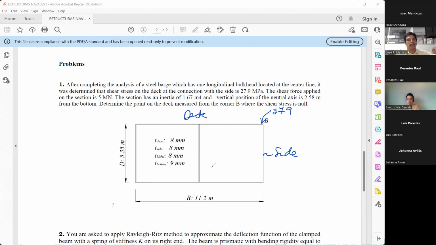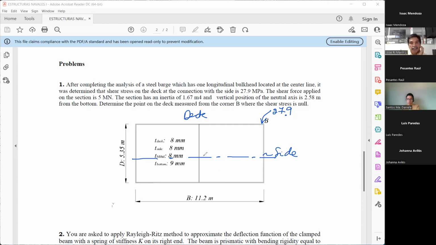The information says that the shear stress on the deck, so this is the deck, and the connection with the side, this is the side. So here the stress is 27.9. Now, the neutral axis is about here.